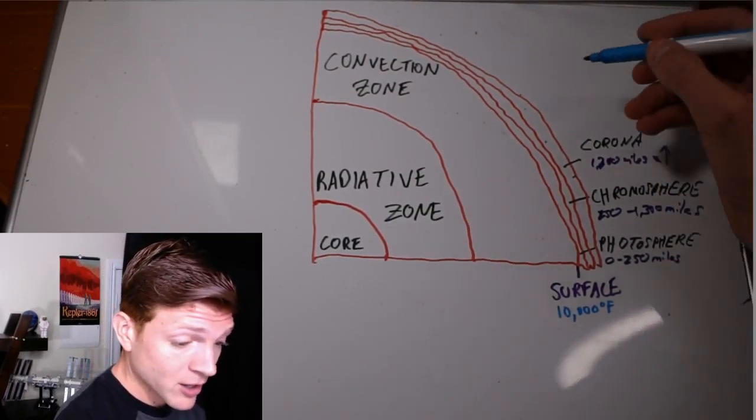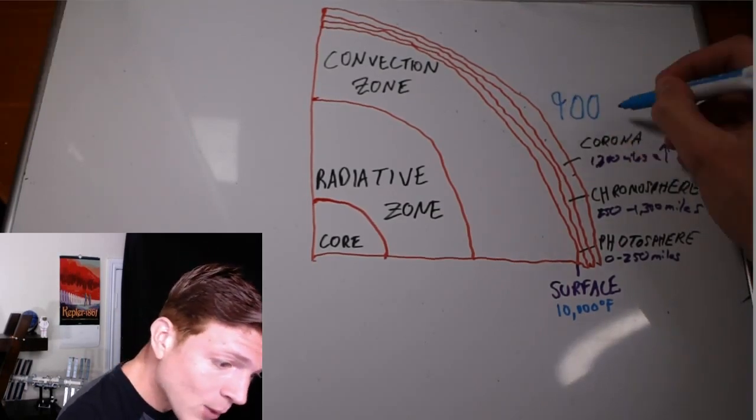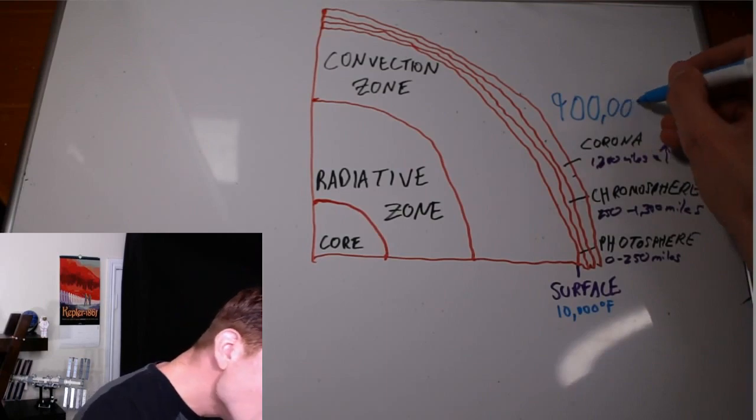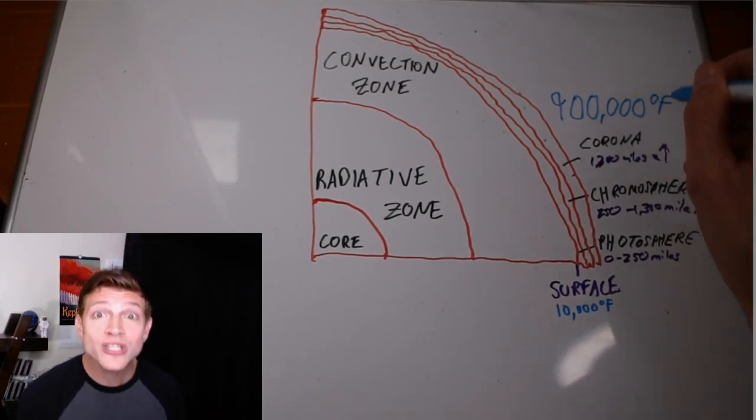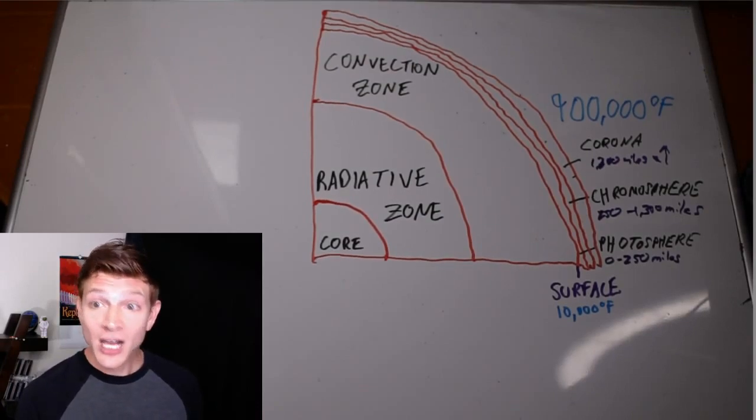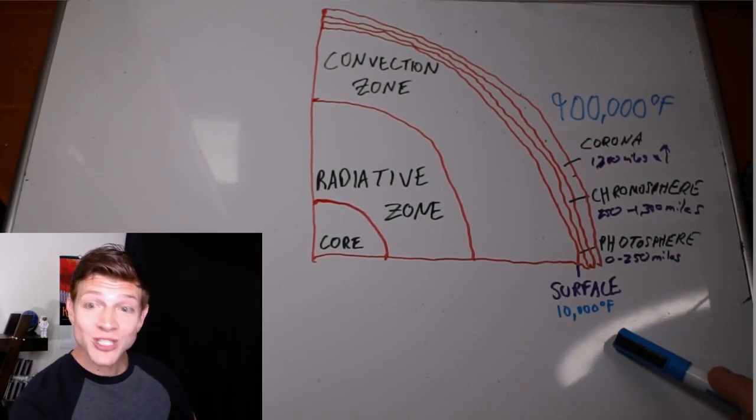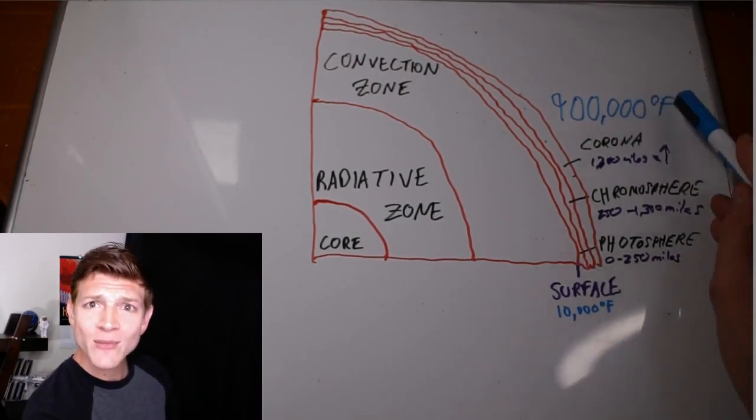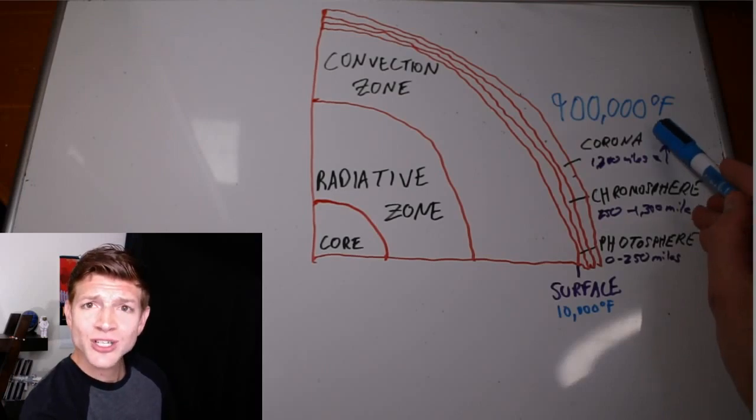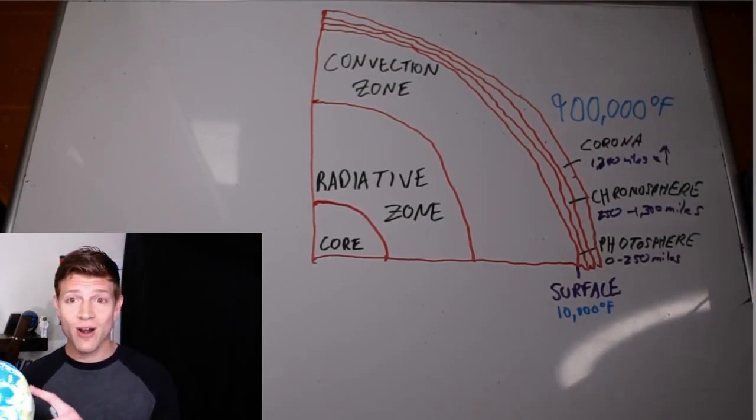Look what I write here. 900,000 degrees Fahrenheit. That is so hot compared to the surface of our sun at 10,000. As you go out further in the atmosphere, it's 900,000 degrees Fahrenheit. We do not see that at all here on Earth, right?